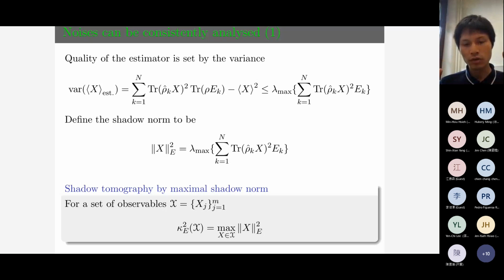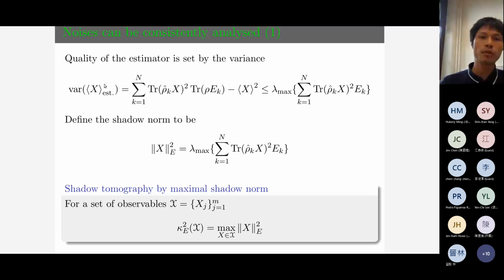It controls how fast it converges. If the variance is big, this means that it converges slowly. And if the variance is small, it converges fast. In particular, if the variance is 0, it means it converges exactly in the first measurement. So how do we compute the variance of an estimator? This is how you compute it.